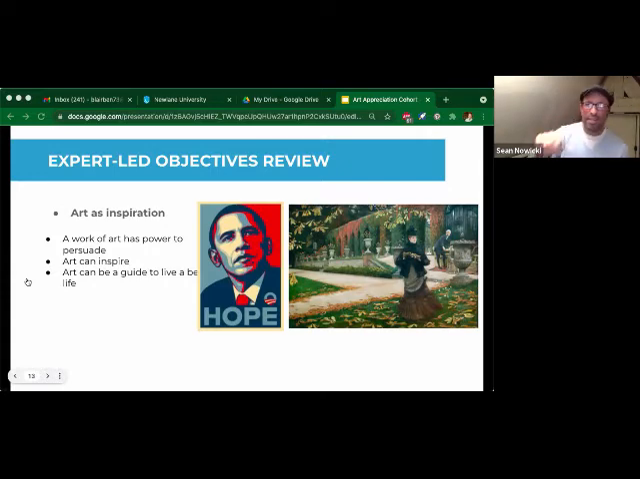I chose this other painting. This is a painting called The Letter by James Tissot. I just learned about this today, and I was like, oh, I got to use this painting. So that last bullet point is, art can be a guide to live a better life. Sorry about that, I must have cut it off. But so this painting, if we do that thing that we did with the Ambassadors, where we go, what's going on here? What's this all about?